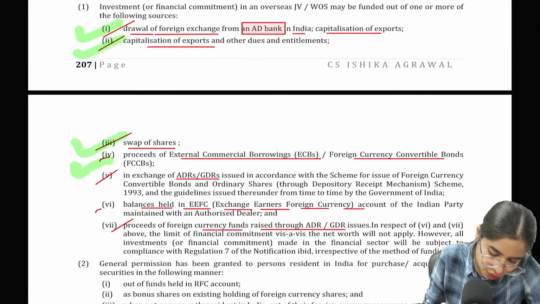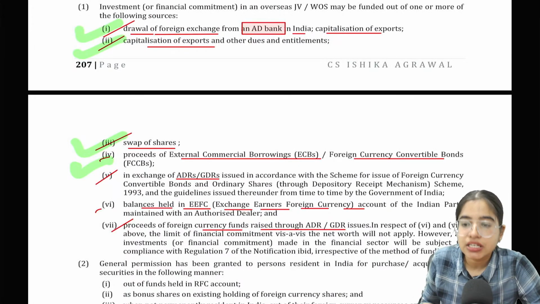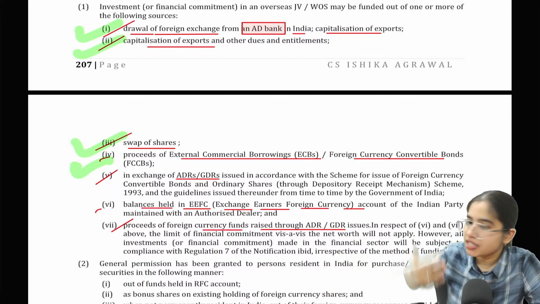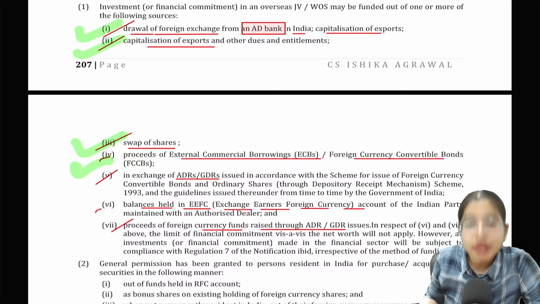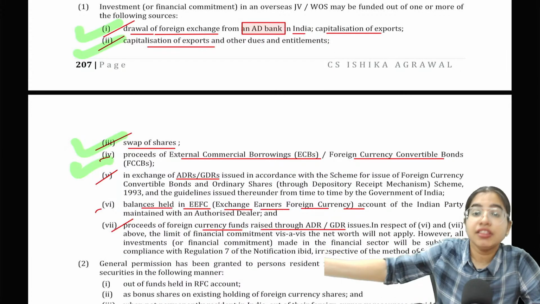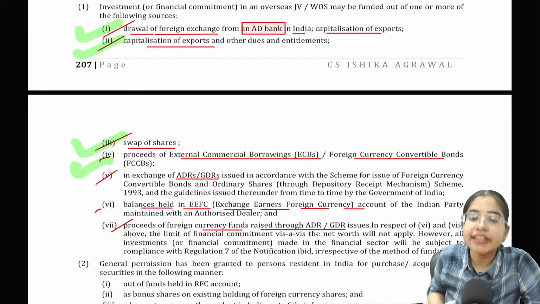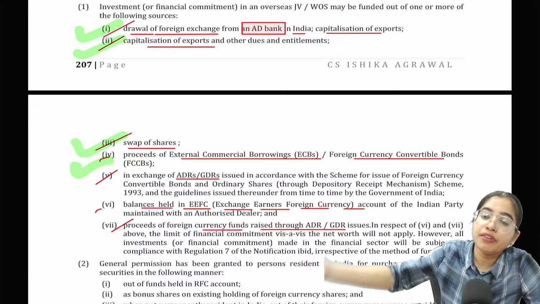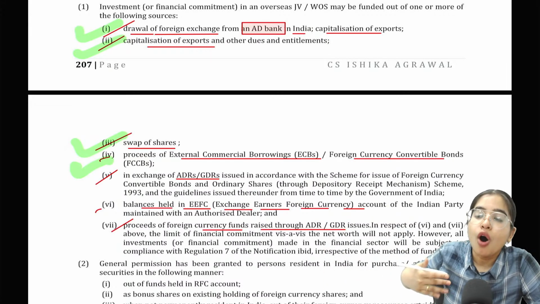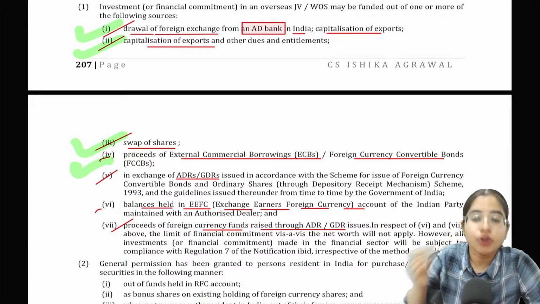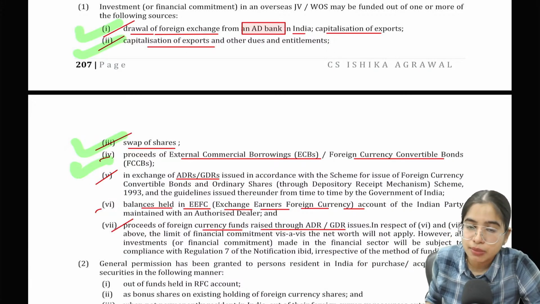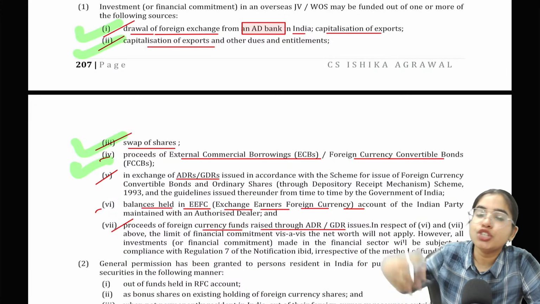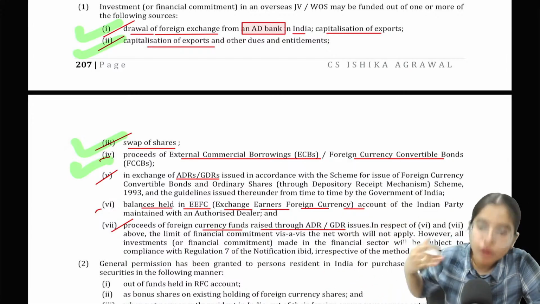Next is proceeds from ECB. ECB means external commercial borrowing. Basically, when outside people invest in equity in India, it is known as FDI, and when they give a loan or invest in the debt of an Indian company, that is known as ECB, external commercial borrowing. Let's say we have raised a loan, or raised it by issue of an instrument known as FCCB, foreign currency convertible bond. These are instruments issued outside India to raise loans from outside India.